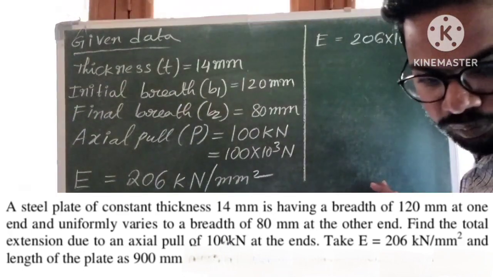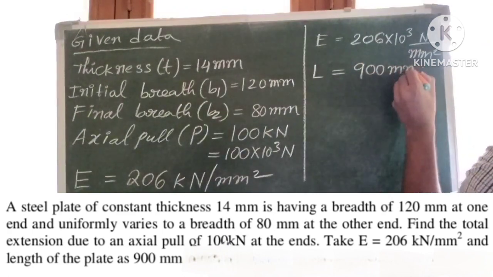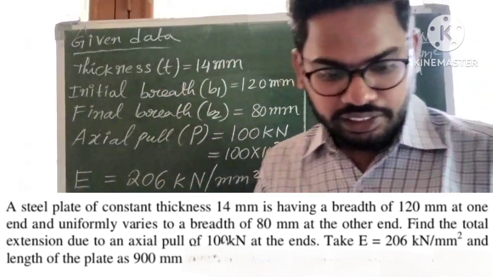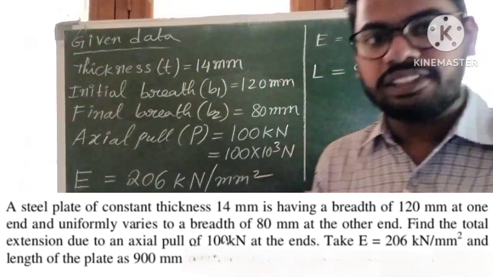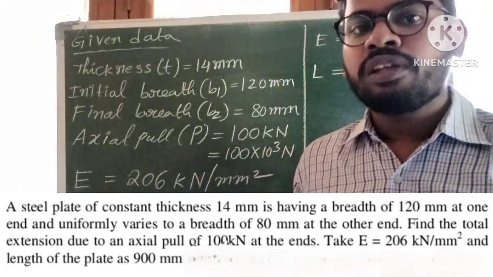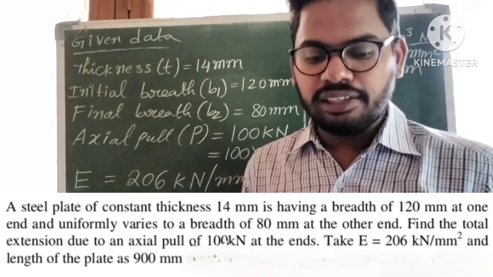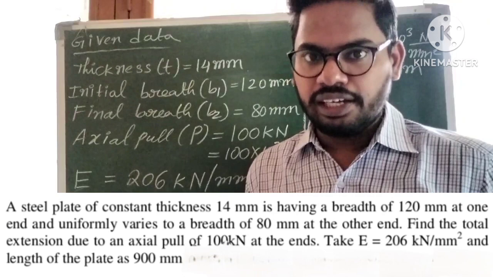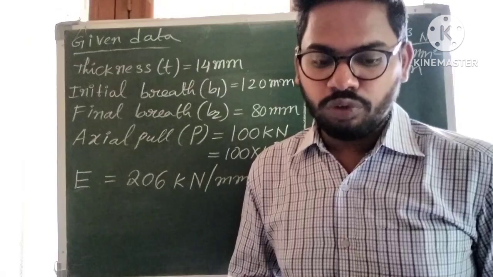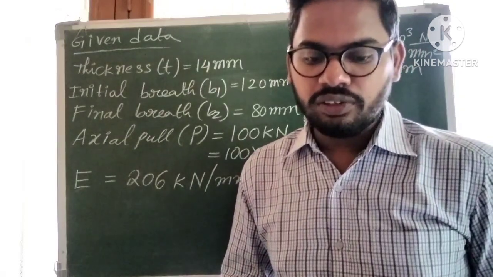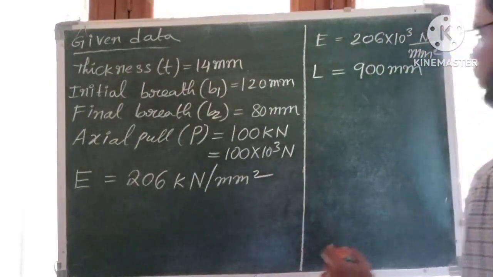So we also given length of the plate. L is equal to 900 mm. Okay, this is all about given data. And at final we need to find total extension due to an axial load. Total extension or change in length of the rectangular plate. So anyhow, here there is a steel plate of constant thickness 14 mm or rectangular plate of thickness 14 mm is having a breadth of 120 mm at one end and uniformly varies to a breadth of 80 mm at other end. Let's try to draw the diagram.